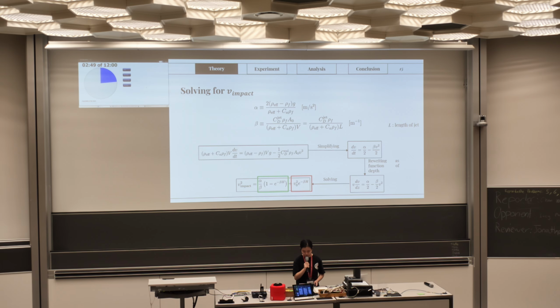Solving the equation as a function of depth z, we get v impact, the velocity of the jet when it hits the bottom. Physically, the first term represents the acceleration driven by buoyancy, while the second term is the effect of initial entry speed v0.